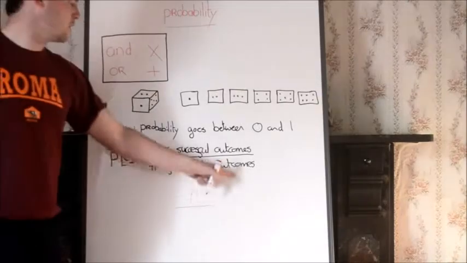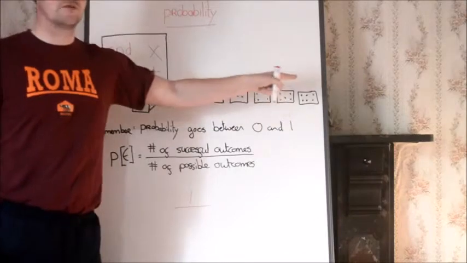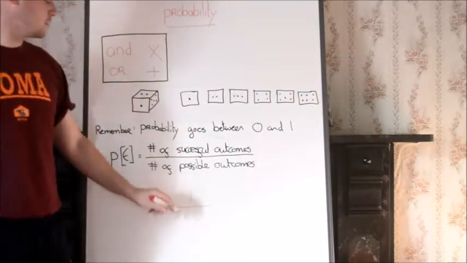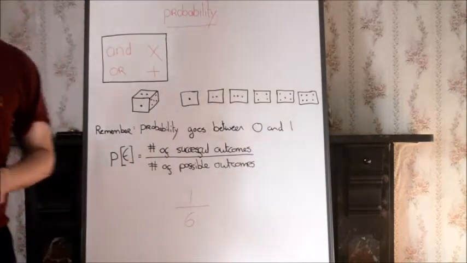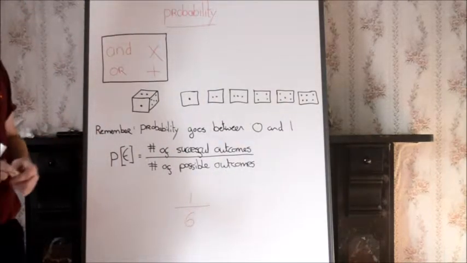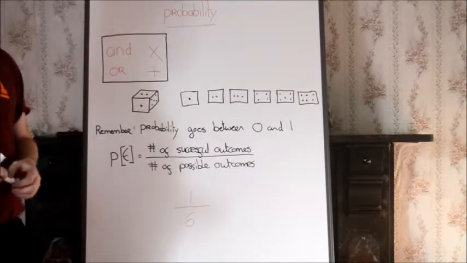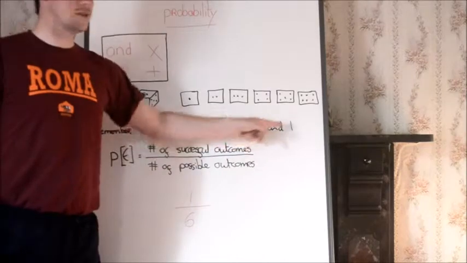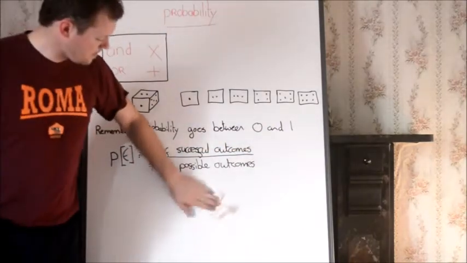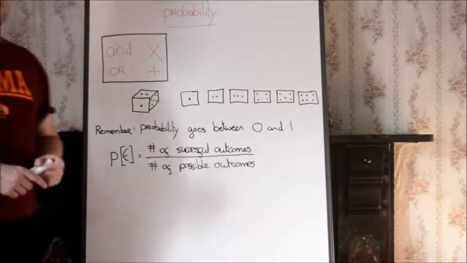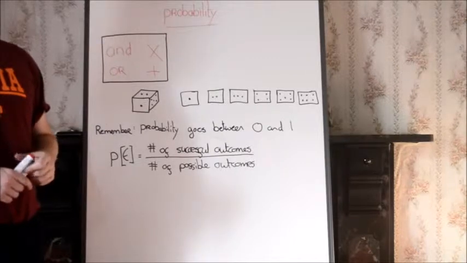And the number of possible outcomes, well, it's possible to roll a 1 or a 2 or a 3 or a 4 or a 5 or a 6. So the number of possible outcomes goes underneath. So the chances of me rolling a 6 on a fair die is 1/6. And we can change that into a decimal to ensure it's between 0 and 1.